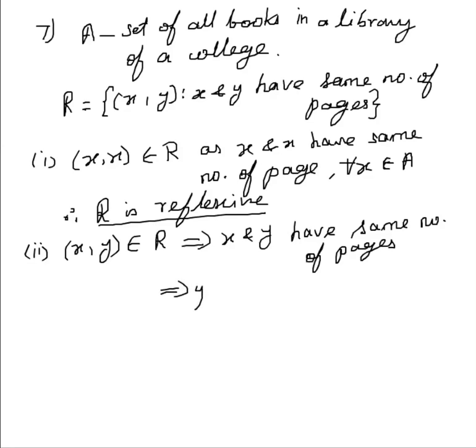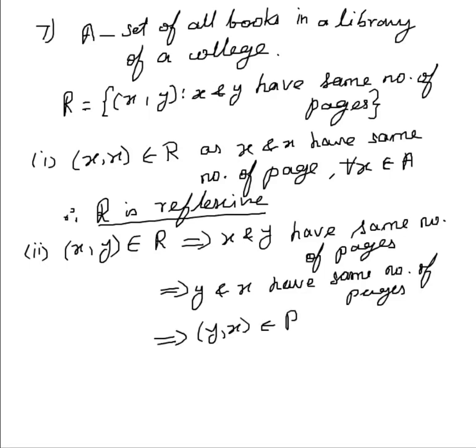If x and y are having same number of pages, I can say that y and x are having same number of pages. So since these two books are having same number of pages, (y, x) will be in the relation because the condition is satisfied. And this is true for x, y taken from the library A, set of all books. Therefore, I conclude that R is symmetric.